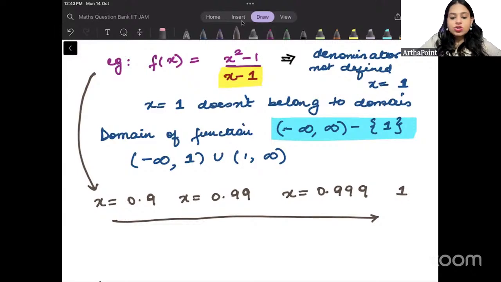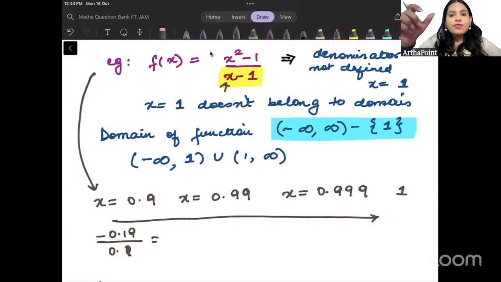So 0.9 into 0.9 will be 0.81 minus 1. In this case, the numerator is going to be minus 0.19. And the denominator, if I put 0.9, I will get 0.1, right? Now if I solve this, this is also negative, I will get a value very, very close to 2. So my answer will be 1.9 here.